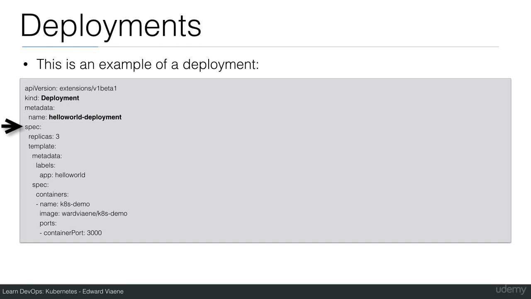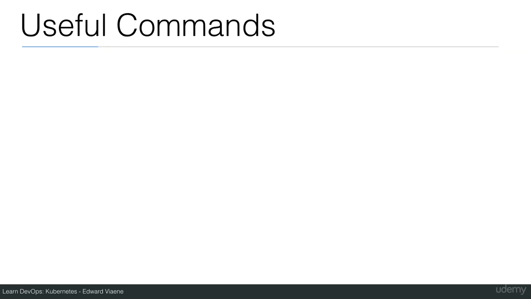Then we have the specs. I'm going to run 3 replicas of this pod and the template is below. The template has again metadata. There's a label. The label says app is hello-world. For the pod specification, we have 1 container, still our Kubernetes demo, still the same image and still the same port. So that looks very similar to all the other things that we have seen earlier, but I will now show you what the deployments really can do for you.